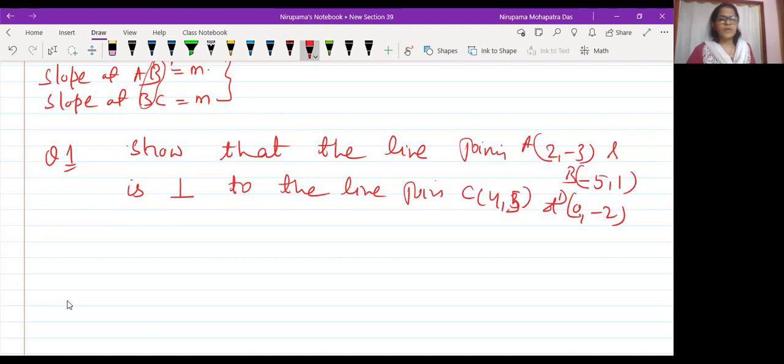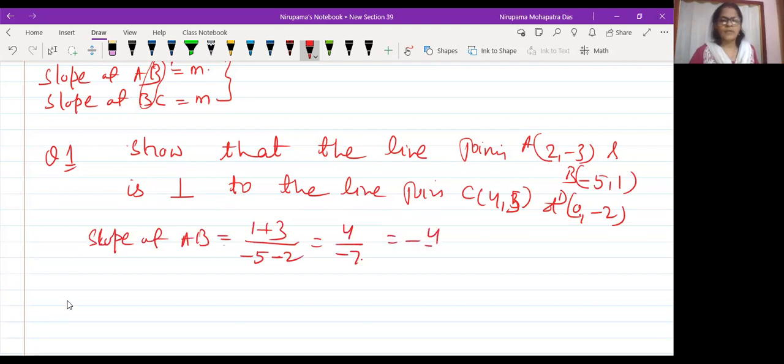Okay, so you can find the slope of AB, which is equal to the difference of ordinates by the difference of abscissa. 1 minus of -3, 1 plus 3, divided by -5 minus 2. So you are getting 4 here, -7, so minus 4 by 7.